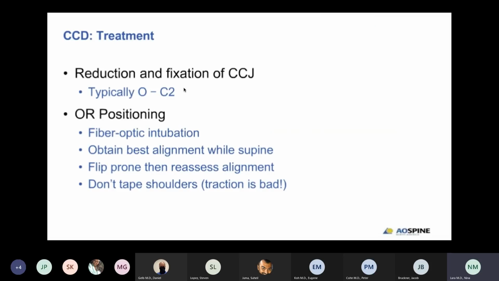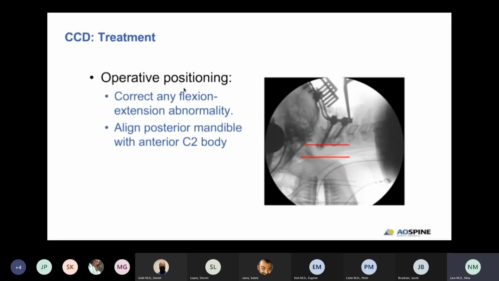So for treatment of these occipital cervical dislocations, you want to reduce and fix them. Typically, you fuse from the occiput to the C2. You need to be aware of OR positioning. They often require fiber optic intubation. You want to avoid extension of the neck. It's best to obtain alignment while supine, flip prone and then reassess alignment, and get supine baselines. Don't tape shoulders, again, because the traction is bad.